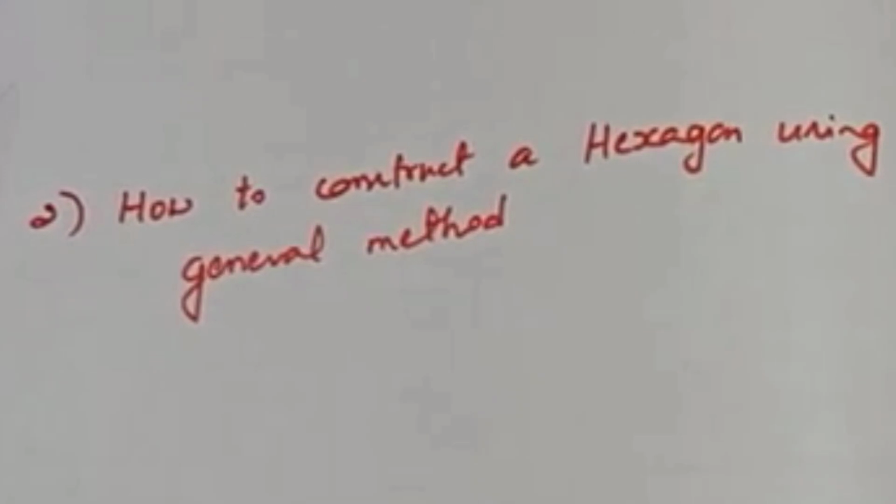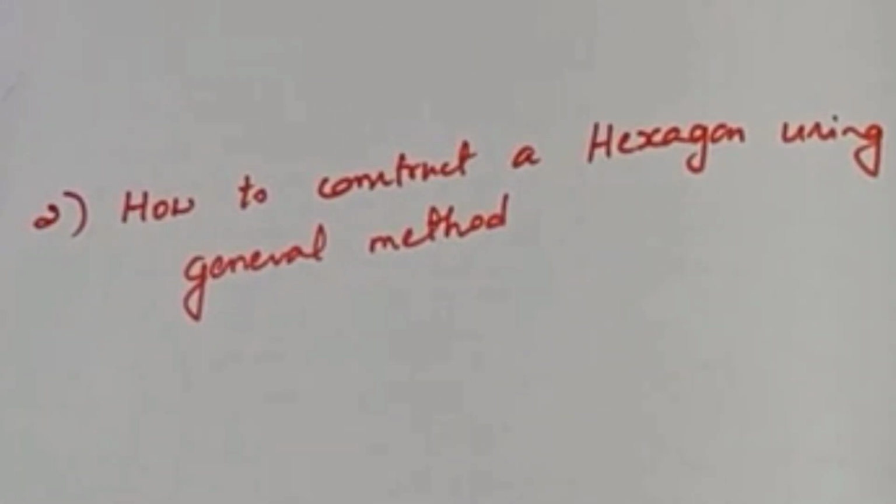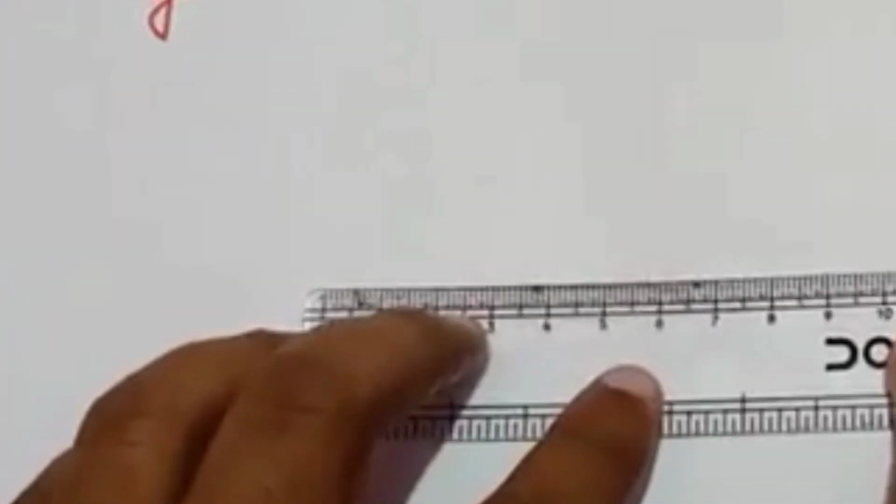Welcome to Engineering Visualization channel. Today we are going to learn how to construct a hexagon using the general method. Here I am going to construct a hexagon of dimension 40 mm, that is 40 mm or 4 centimeter.